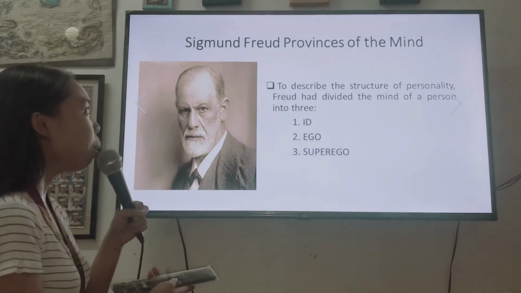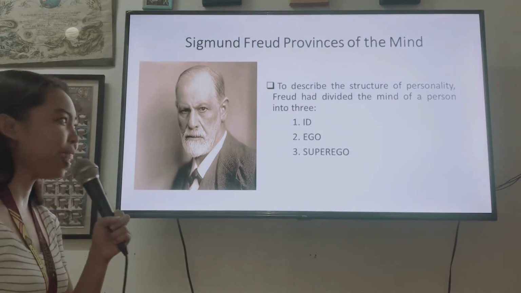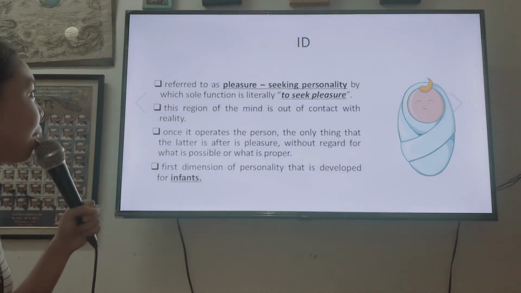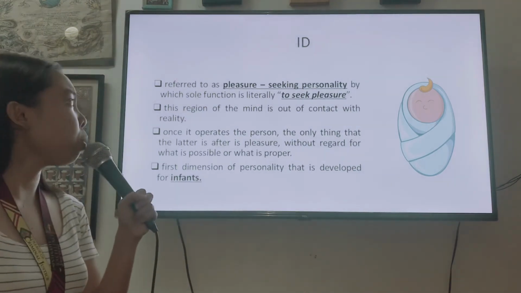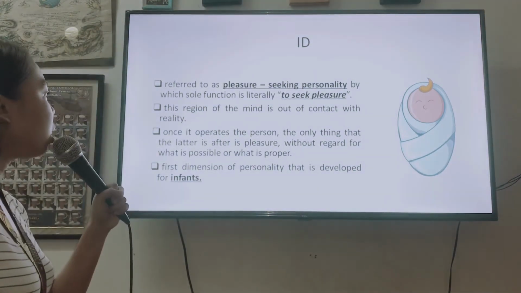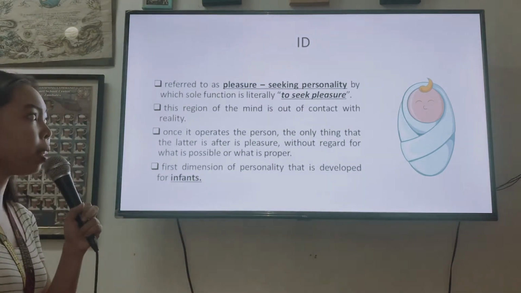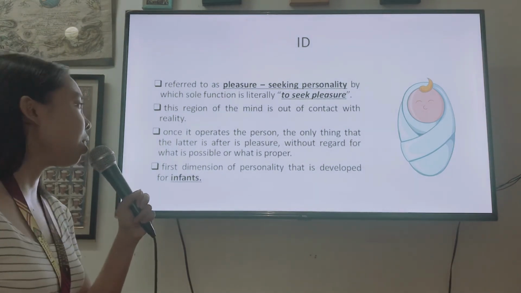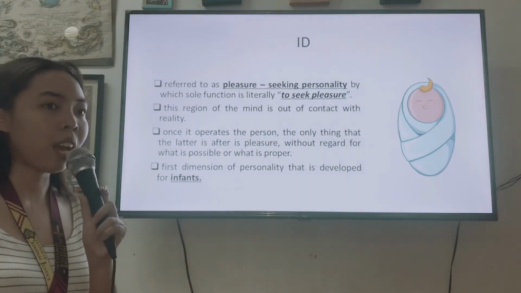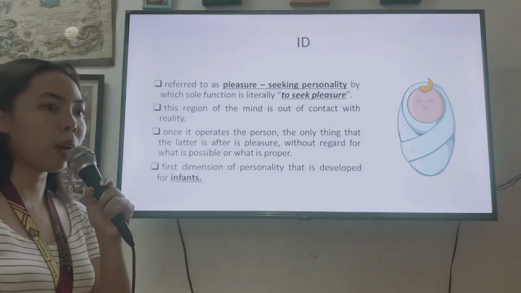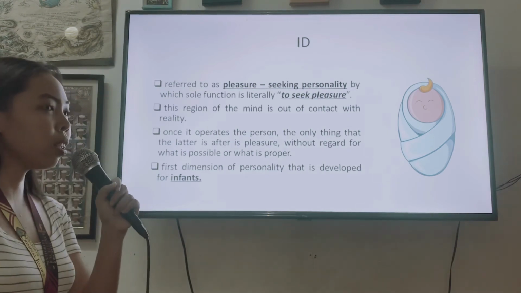According to Sigmund Freud's provinces of the mind, he divided the mind of a person into three: the id, ego, and superego. The id is the pleasure-seeking personality, literally meaning to seek pleasure. This is the region of the mind that is out of contact with reality, and this first dimension of personality is developed in infants. As a baby, the only thing it is after is pleasure. What the baby needs is food, and it doesn't even think of others. He needs milk from the mother to live, without regard for what is possible or what is proper. It doesn't think what will happen.